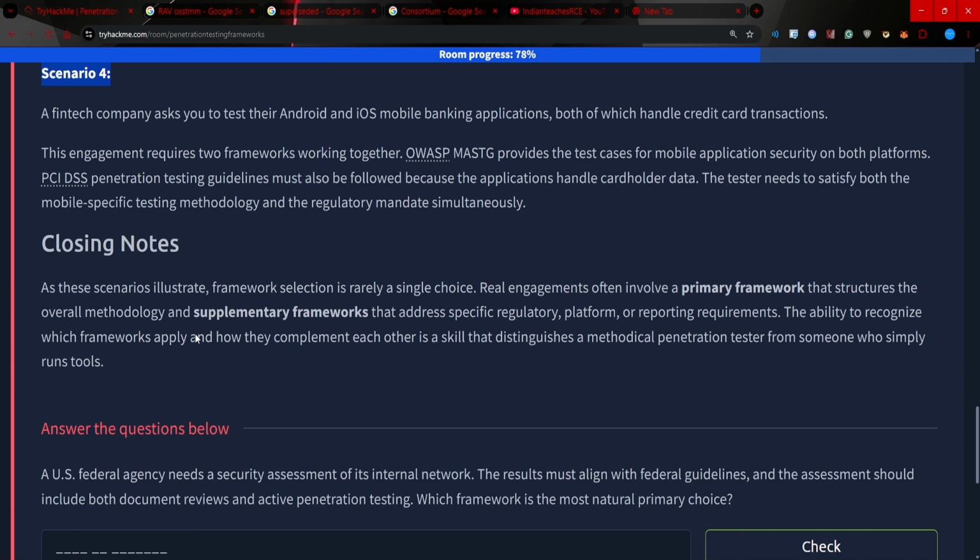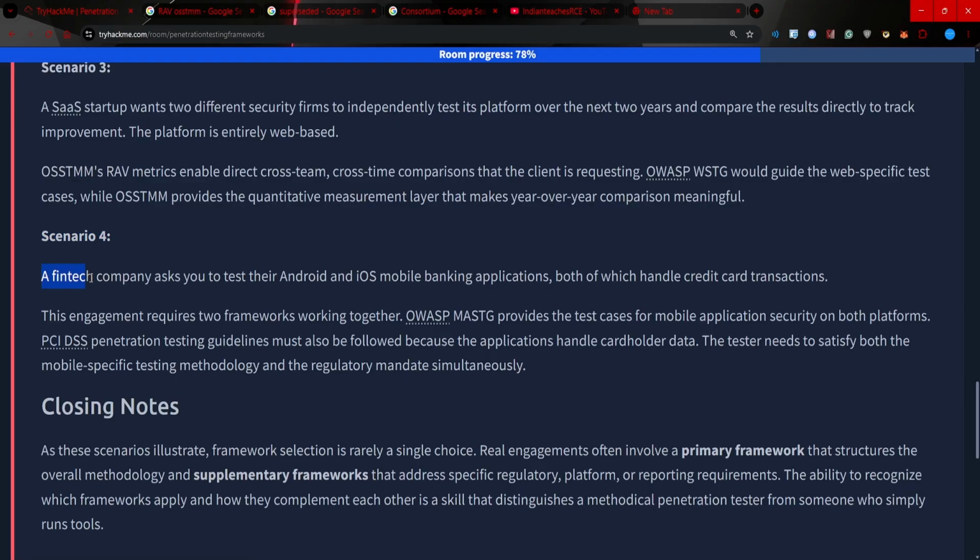Scenario 4. A fintech company asks you to test their Android and iOS mobile banking applications, both of which handle credit card transactions. This engagement requires two frameworks working together. OWASP MASTG provides the test cases for mobile application security for both platforms. PCI DSS penetration testing guidance must also be followed because the applications handle cardholder data. The tester needs to satisfy both a mobile-specific testing methodology and regulatory mandates simultaneously.